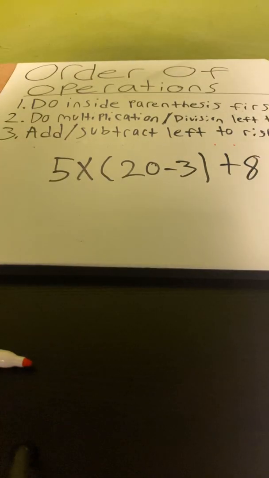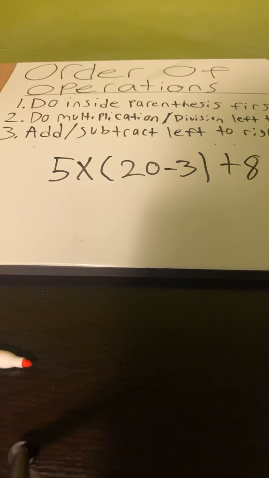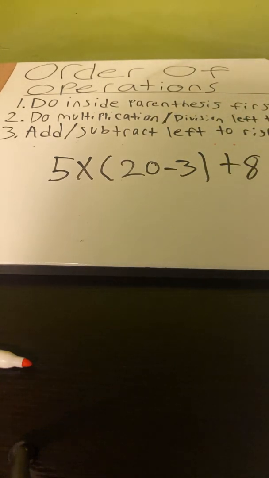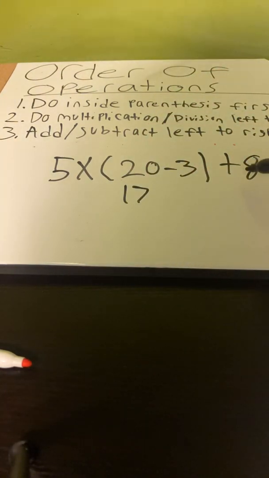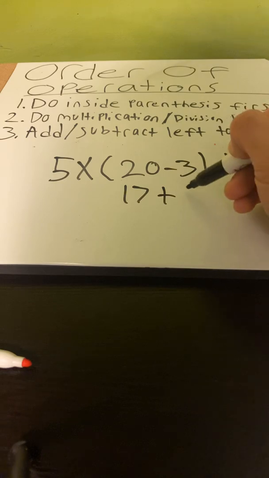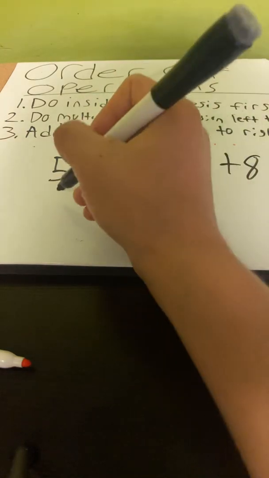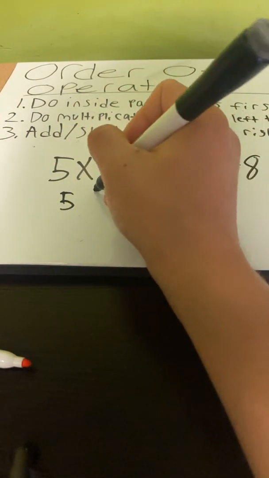Now for this problem, I have a little bit more going on here. So what I want to start off by doing is you want to do what's in parentheses first. You want to do 20 minus 3, which equals 17. You want to bring down your plus 8, and then your 5 and x.